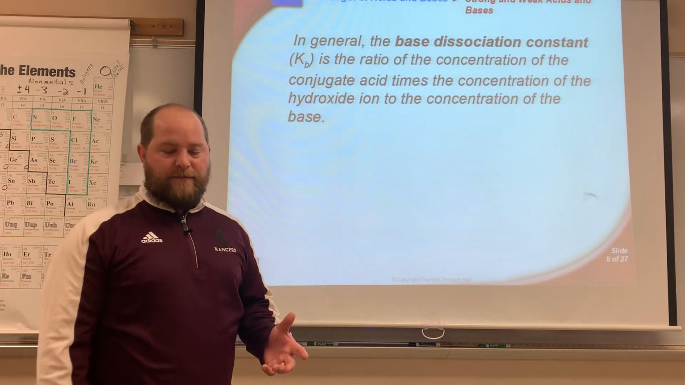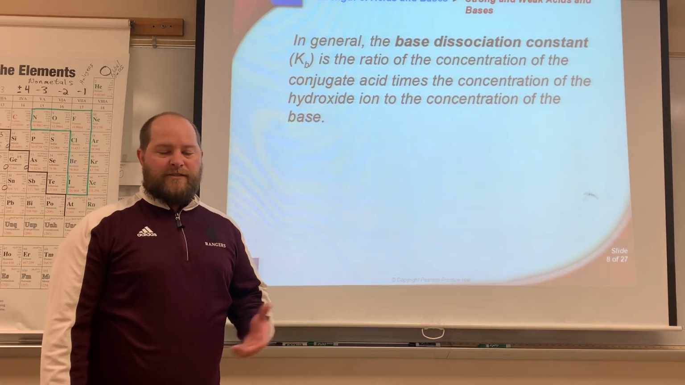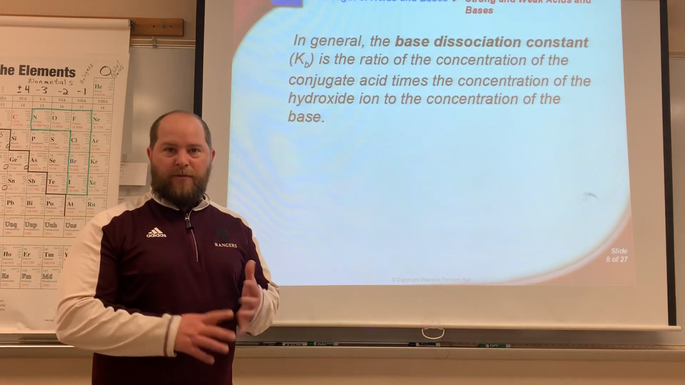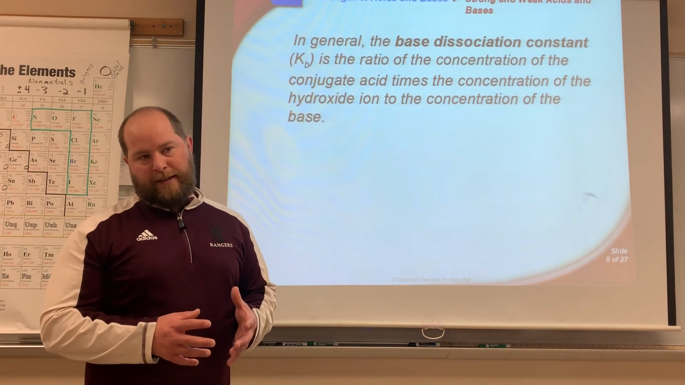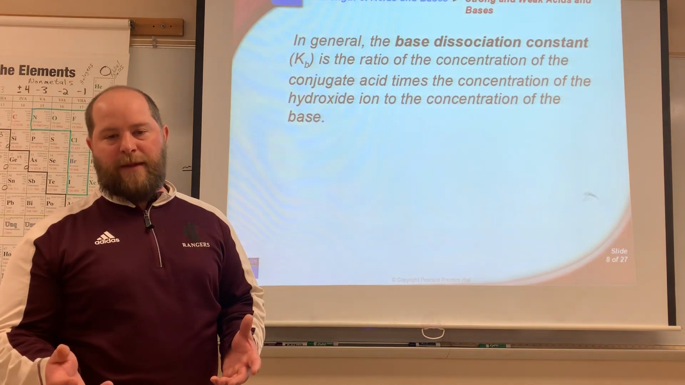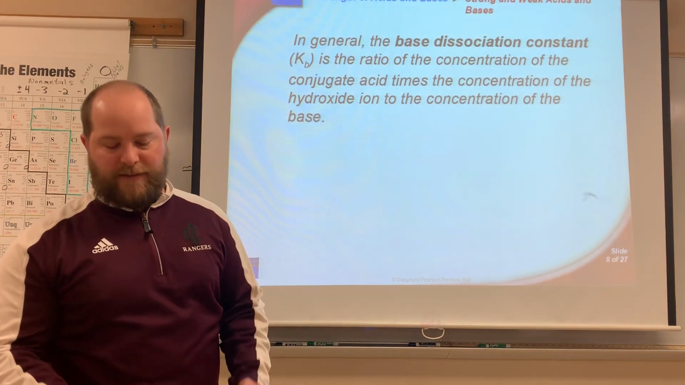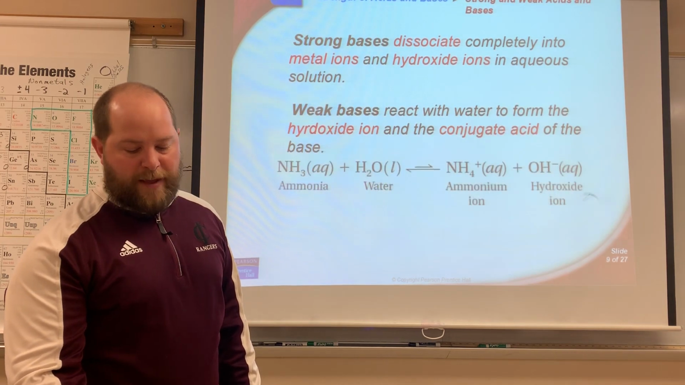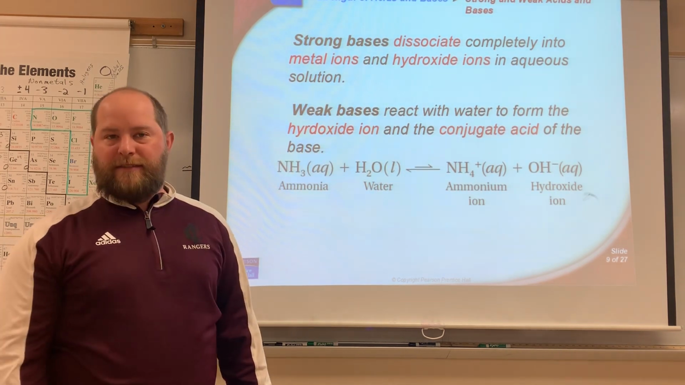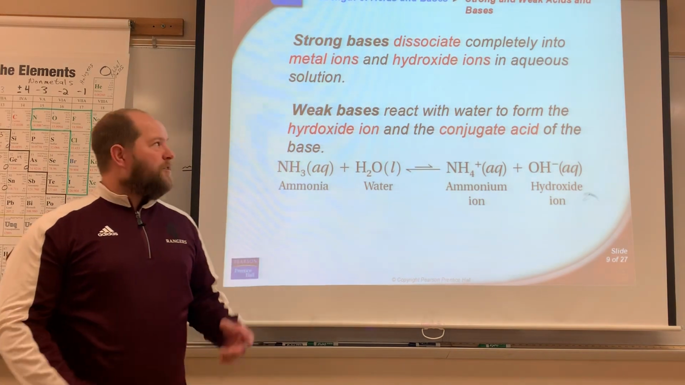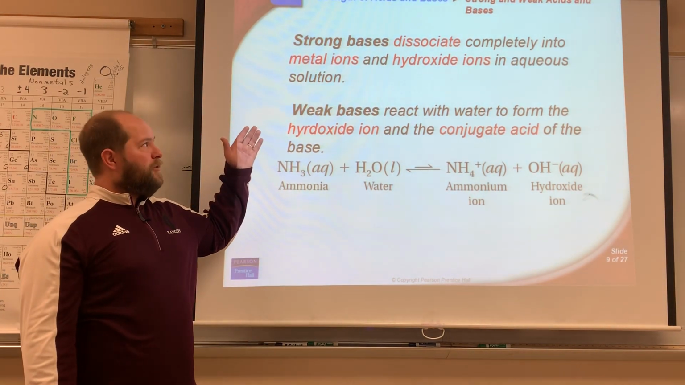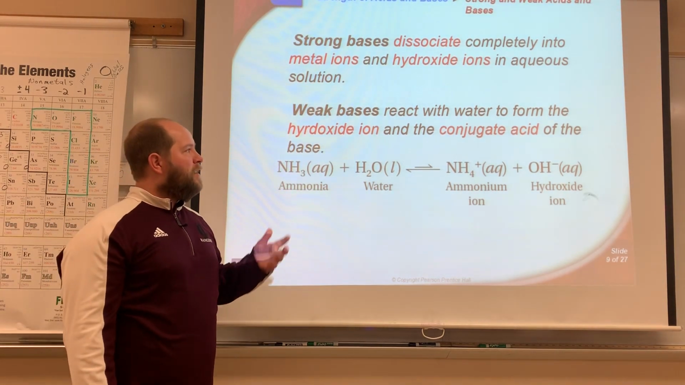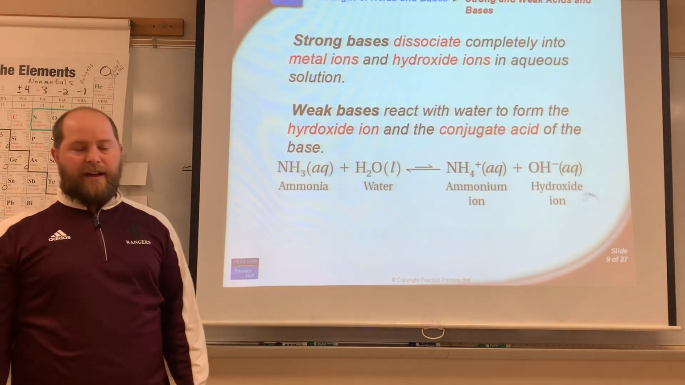The base dissociation constant is derived the same way. It's just going to be that same ratio, but instead of the H plus and the A minus, it'll include the hydroxide ion. Strong bases and weak bases are going to do the same thing. Your strong bases are going to dissociate completely into the metal ions and the hydroxide ions. The weak bases will just partially ionize.